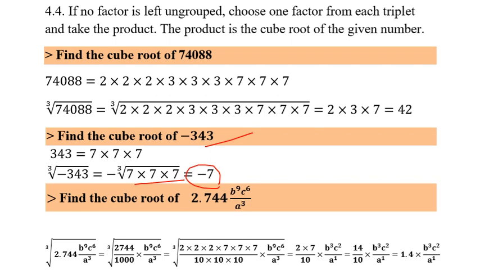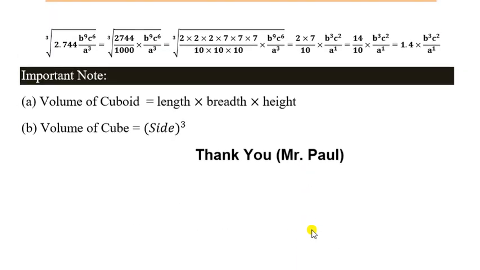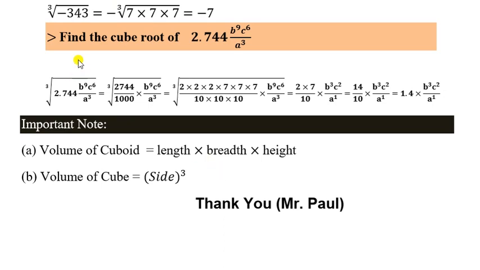Now one more example with exponent. See this one. Find the cube root of 2.744, b to the power 9, c to the power 6, a to the power 3. You will get this type of question in your book. That's why I took this one. So first, this way we have to express, because we have to find out cube root. So first we have to take out this decimal. And for the decimal we'll get 1, and after the decimal 3 digits, that means 1000 we will get. No need to do any calculation or operation for this, because this one is already present in exponential form.